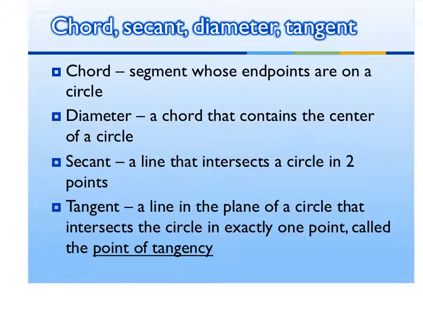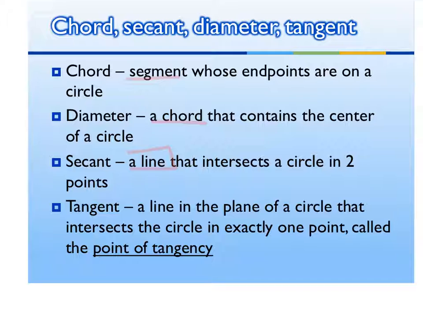Okay, a secant is going to be a line. Notice the difference here. These were all segments before this. Now we're talking about a line, and that's going to intersect a circle in 2 points. And then a tangent is going to be a line in the plane of that circle that intersects the circle in exactly 1 point, called the point of tangency. So the radius, the chord, and the diameter are all segments. The secant and the tangent, their definitions state that they're a line. Now we're also going to see a secant segment and a secant tangent coming up, but for now, know that a secant will be a line.